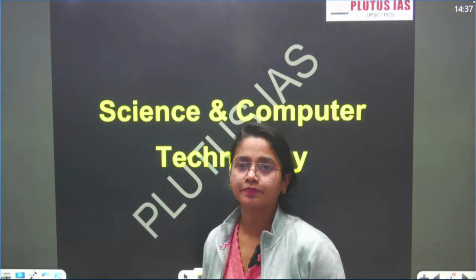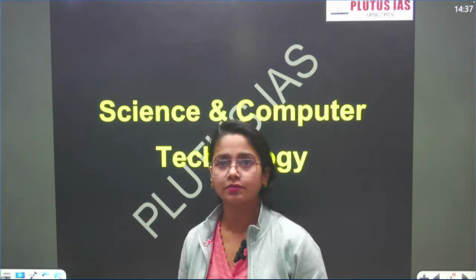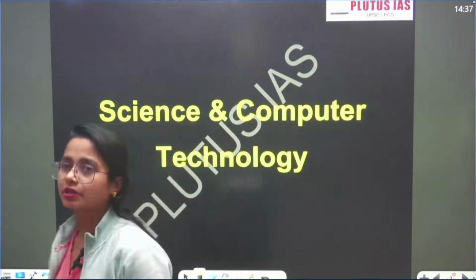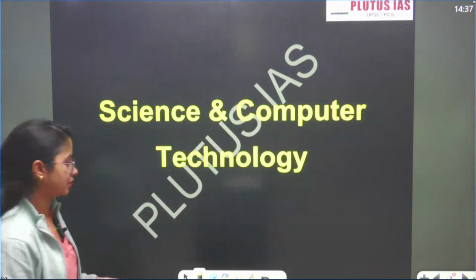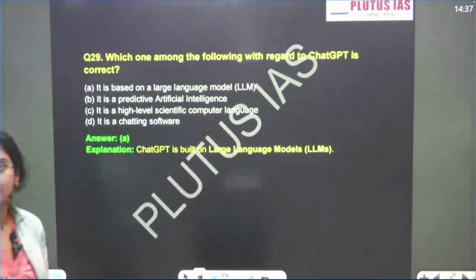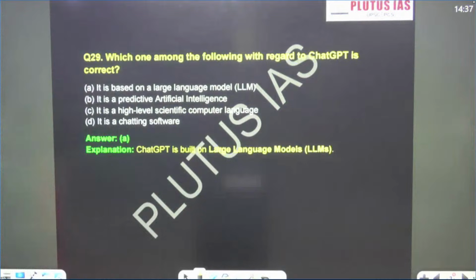Okay, so in that EPFO exam, which has just occurred, happened in the yesterday Sunday class, so we are going to discuss the science and tech or the computer technology portions, those questions which came in the last EPFO paper. Okay, so the first question in that science and tech portion: which one of the following with regard to ChatGPT is correct?